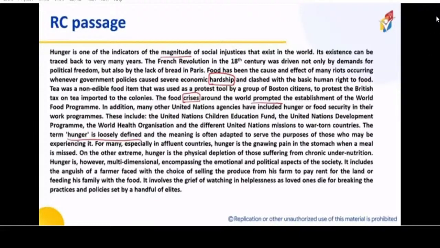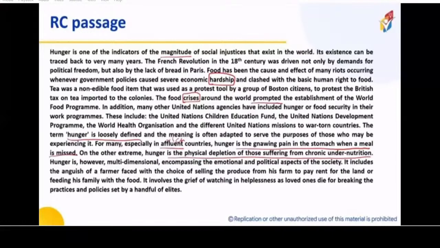So hunger is an essential experience, according to the author. Especially in affluent countries, hunger is the gnawing pain in the stomach when a meal is missed. So when you look at rich countries, hunger is that biting, chewing pain in your stomach when a meal is missed. On the other extreme, hunger is the physical depletion of those suffering from chronic undernutrition.